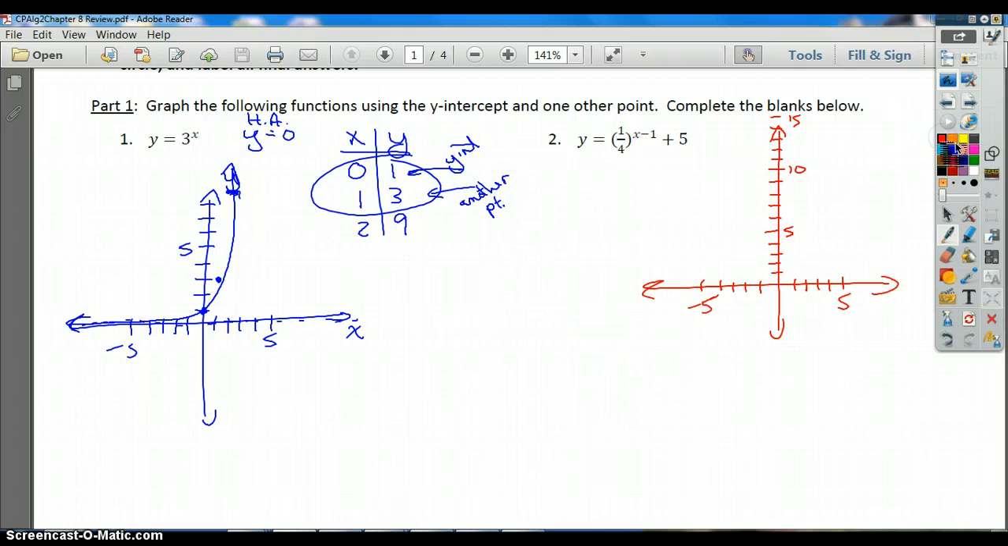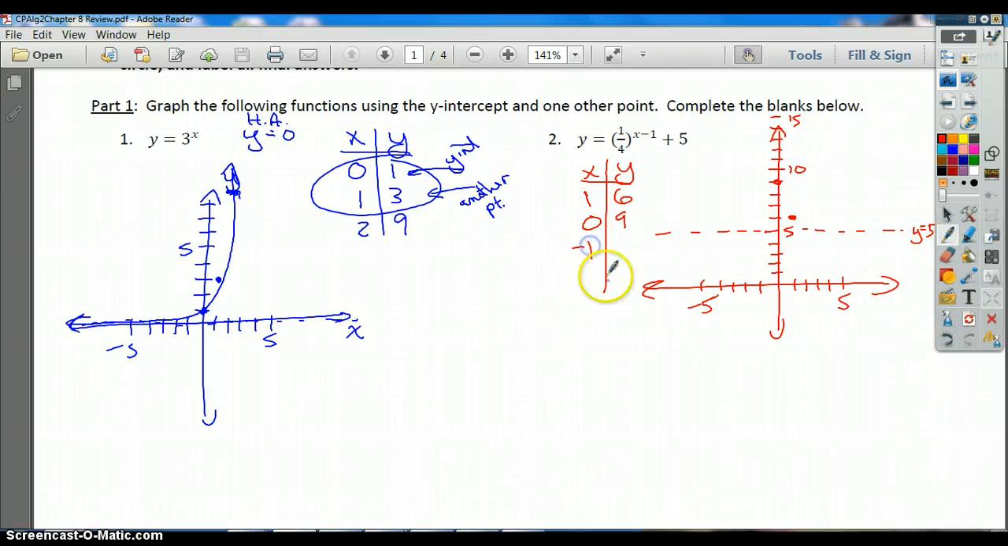Jump into the red graph. Okay? So what I'm going to do here is start with 1, which gives me 0, so 1 plus 5 is 6. If I put 0 in, anything to the 0, I'm sorry, 0 minus 1 is 4, 4 plus 5 is 9. So 0, 9 is here, 1, 6 is here. I have a horizontal asymptote of y equals 5.